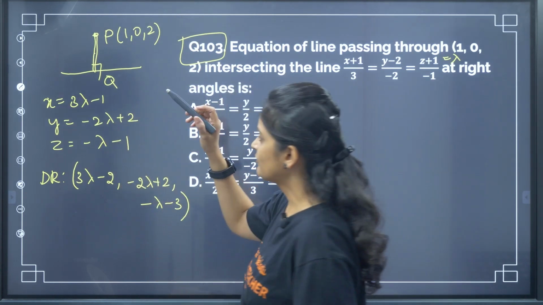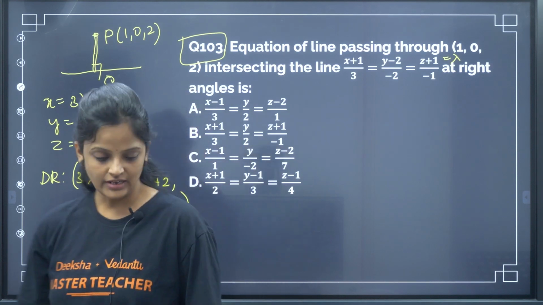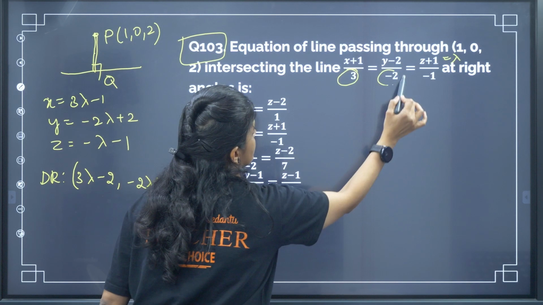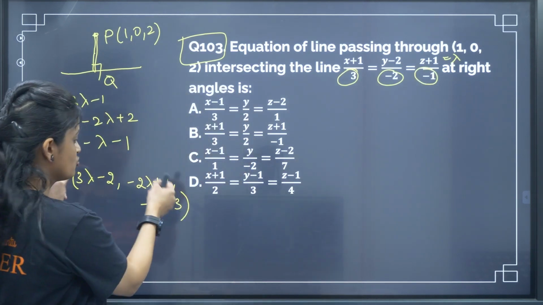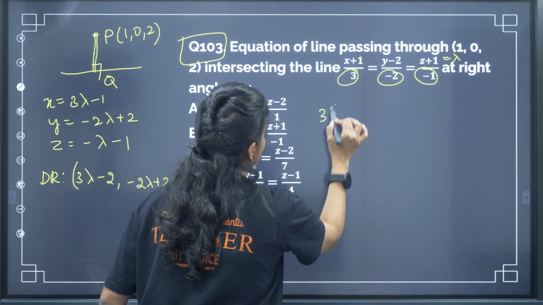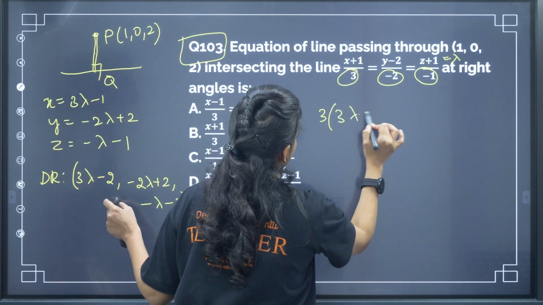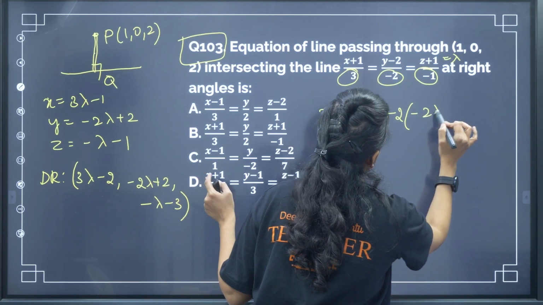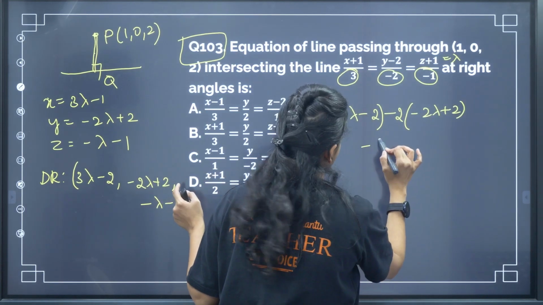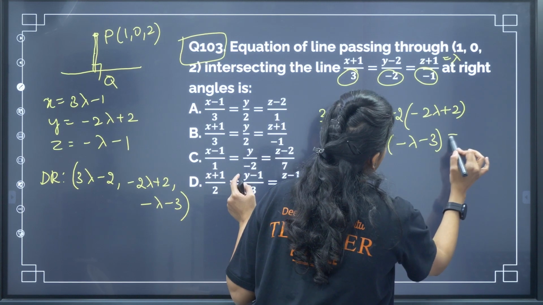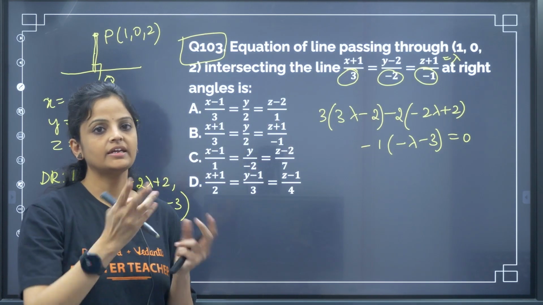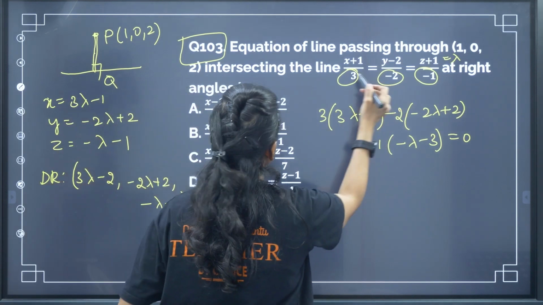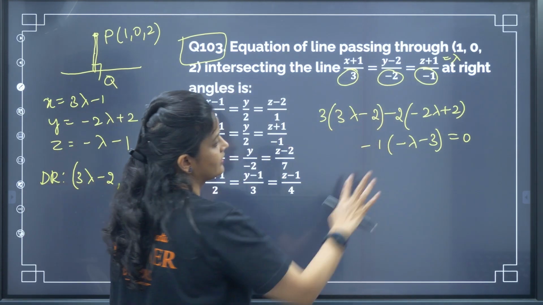That's why I have to take the value here. So if I take this value, here I have 3, minus 2 and minus 1. Make use of that and make use of this also. 3 into 3 lambda minus 2, minus 2 into minus 2 lambda plus 2, minus 1 into minus lambda minus 3. Because they are perpendicular, we can take the product as 0. You will have learned that in vectors itself, right? This and that we have used and we have got the condition.